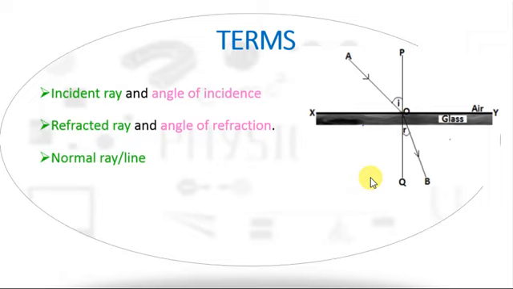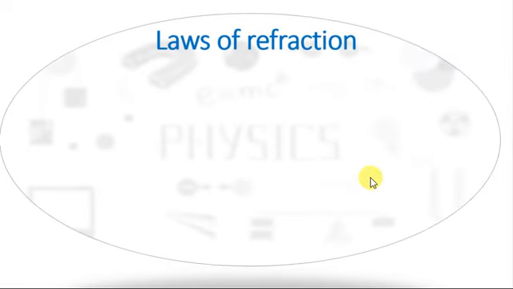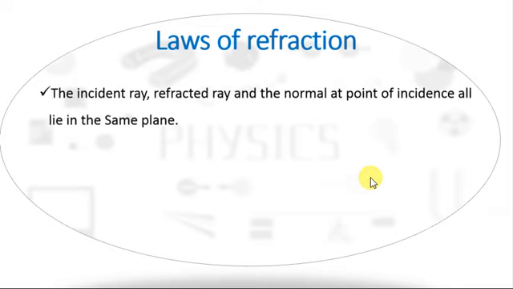Similar to reflection, refraction also has laws, and those laws don't have a specific order like we see in Newton's laws. These laws are just two. You can always start with any. The first one is similar to what we have in reflection, which says the incident ray, the refracted ray, and the normal at the point of incidence all lie in the same plane.